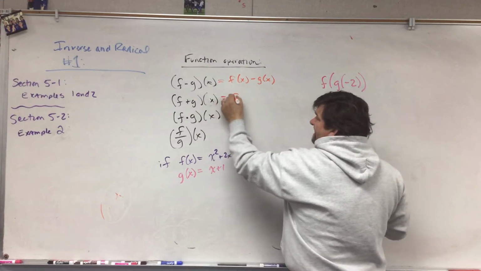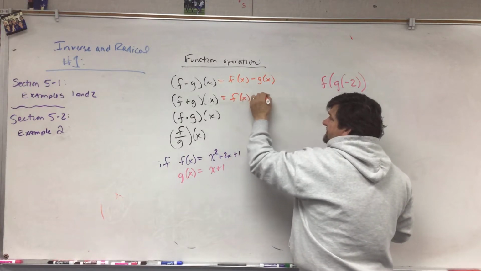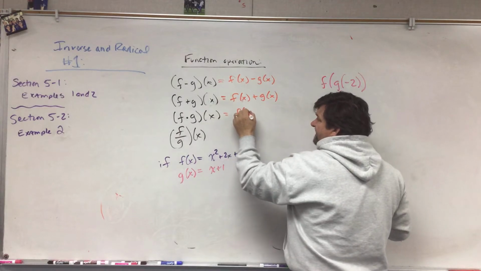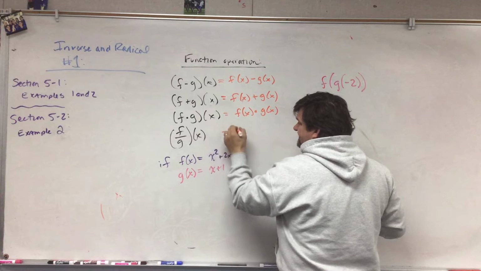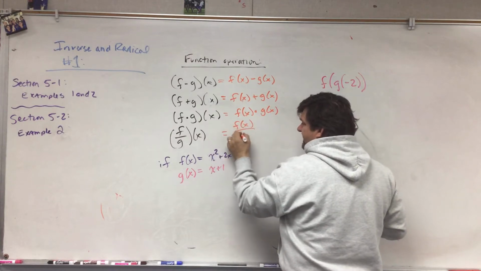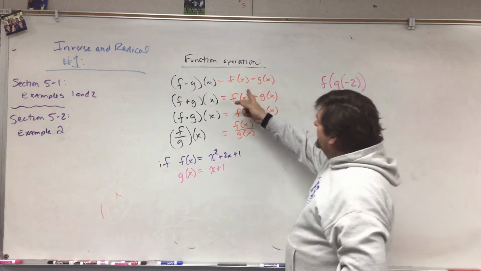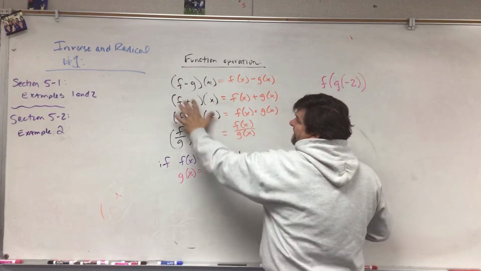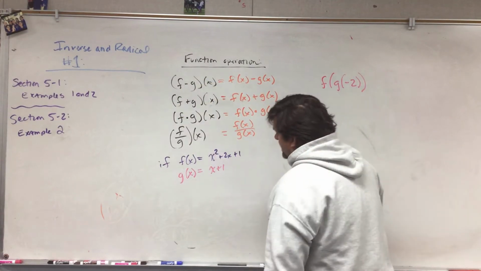So then we got f of x plus g of x. Then we've got f of x times g of x. And then this last one, we've got f of x divided by g of x. So when you see function operations, these are the same basic thing. And to solve or find or evaluate any of this, they got to give us some information.